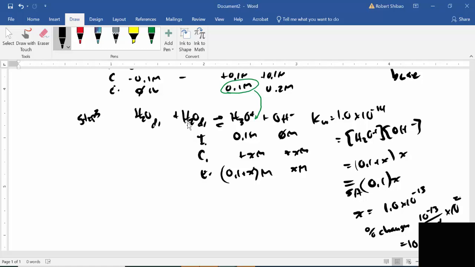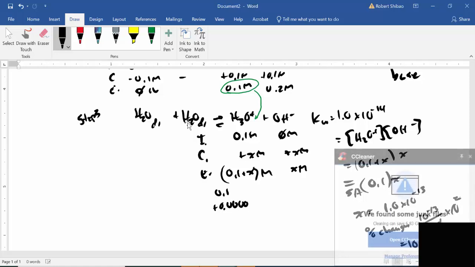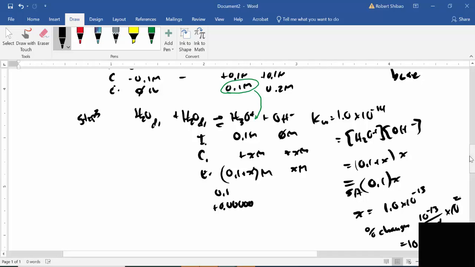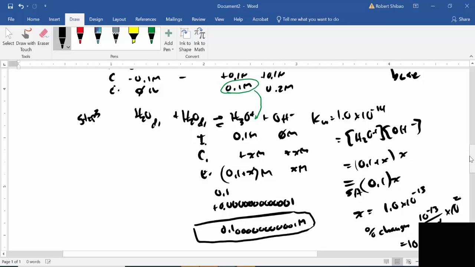And so here it's going to be 0.1 plus, how many zeros do I need? I need 12 zeros after the decimal. 1, 2, 3, 4, 5, 6, 7, 8, 9, 10, 11, 12, 1. And so the change was so small, it's even very hard to register. Molar. And then x is just 1.0 times 10 to the minus 13.